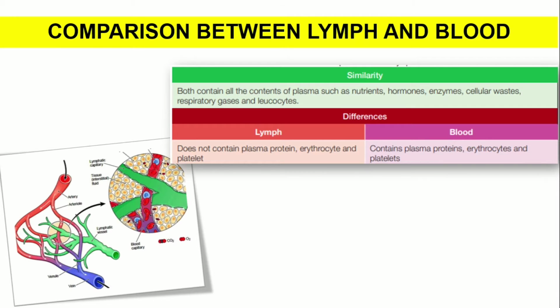This is the comparison between the lymph and the blood. Both contain the contents of plasma such as nutrients, hormones, enzymes, cellular waste, respiratory gases, and leukocytes. Meanwhile, the difference between lymph and blood is that the lymph does not contain plasma protein, erythrocyte, and platelet. Meanwhile, blood contains plasma protein, erythrocyte, and platelet.